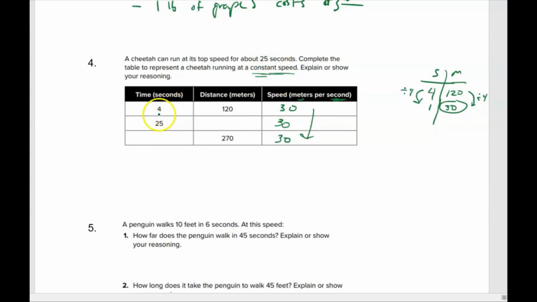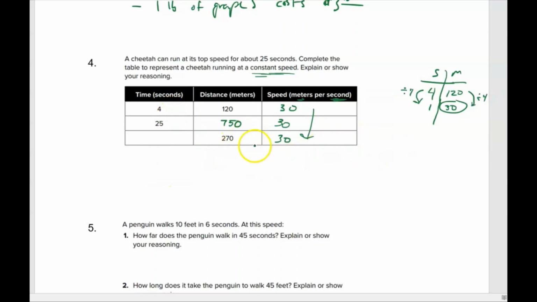So here it says, okay, if that cheetah ran for 25 seconds, how far did they go? Well, if it's 30 meters per 1 second, and I'm going 25 seconds, all I'd have to do is take 25 times 30. Well, 25 times 3 would give me 75, and then add that 0, so 750 meters. That cheetah can go in 25 seconds.